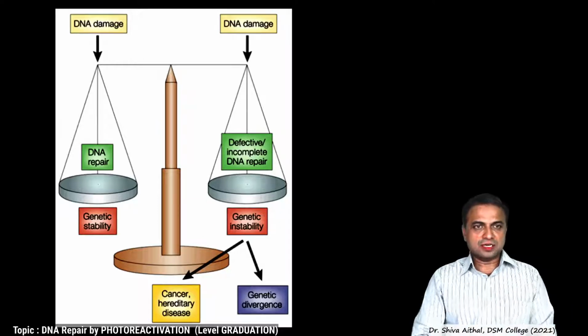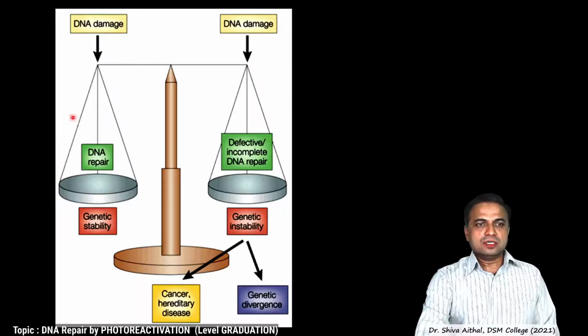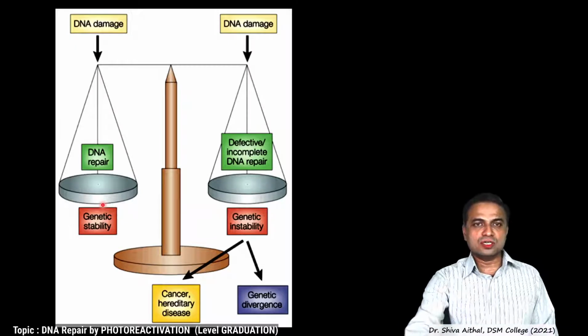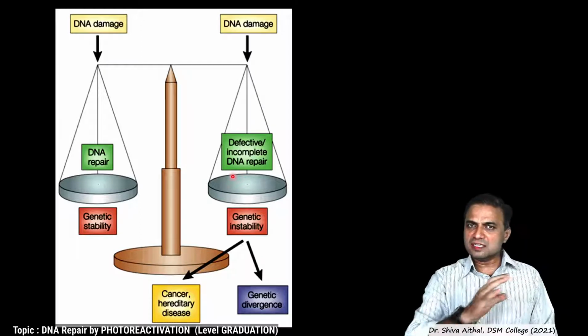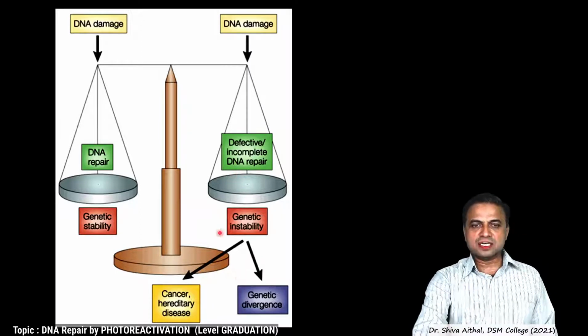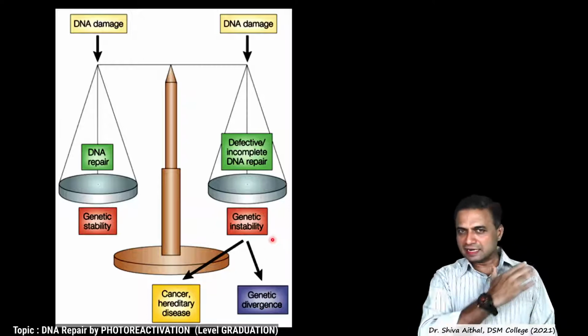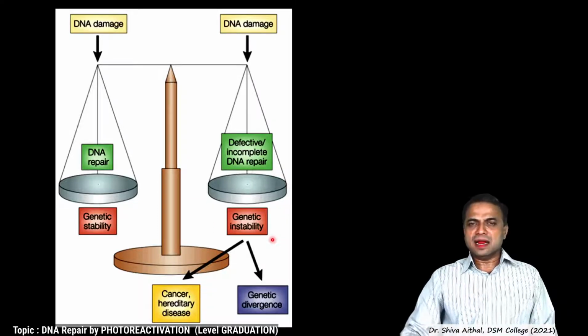If you just see here, the DNA damage could be repaired, or it will be defective and not repaired. If it is repaired, the cell will have genetic stability, as the microbial cells have been maintaining throughout the course of evolution. And if there is a defect in the repair, or it is incomplete or not repaired, then genetic instability will either lead to diseases in the multicellular system, or genetic divergence from its original hereditary characters, and it may be an evolution or it may be cell death.